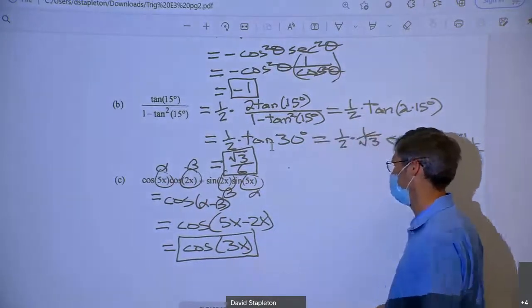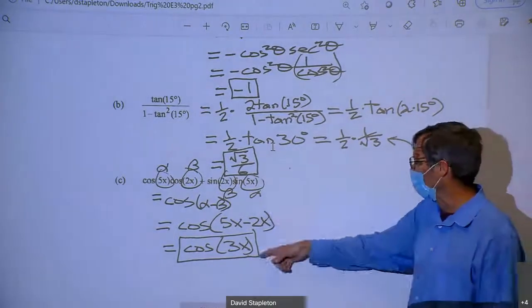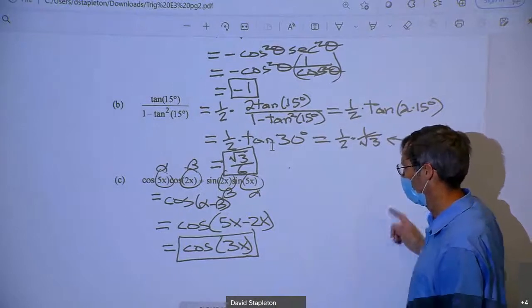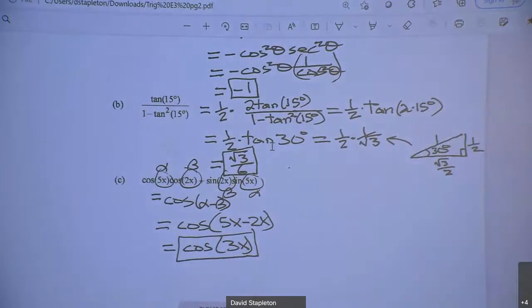I want to simplify it as far as possible, right? So that complicated expression there is just a single wave, cosine 3x with period 2 pi over 3. It's easy to draw and see what it looks like now, right?